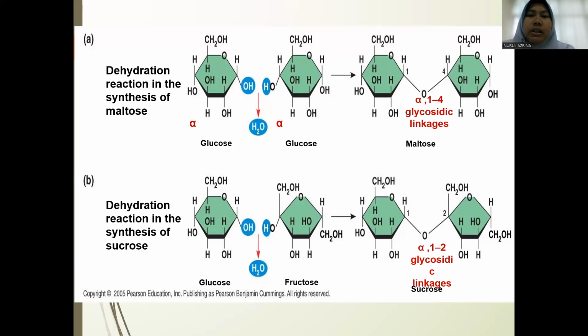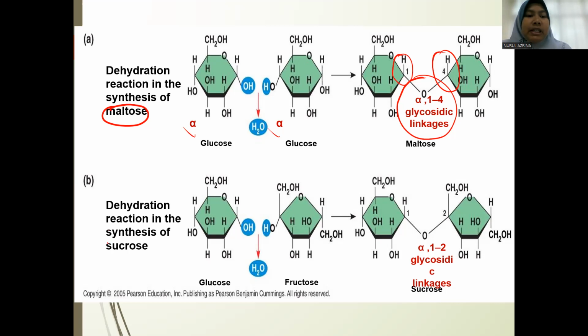All right, so in the previous video, I showed you the reaction involving the synthesis of maltose. Maltose is made of 2 molecules of alpha glucose, and thus the covalent bond formed between these monomers is an alpha 1,4 glycosidic linkage. Alpha is because it involves alpha glucose. 1,4 is because the bond is joined between carbon number 1 and carbon number 4 of the glucose.